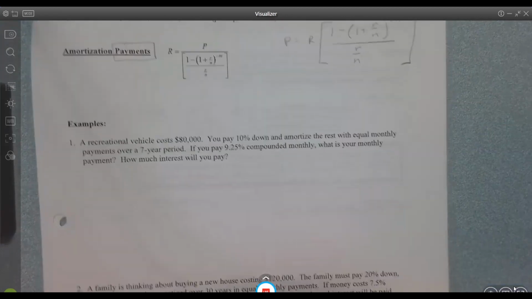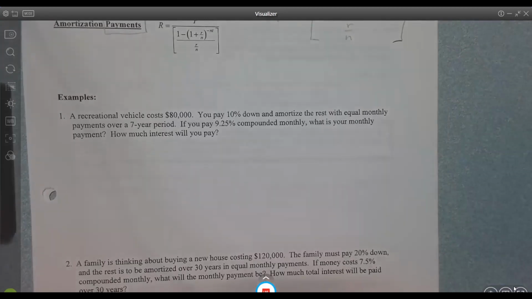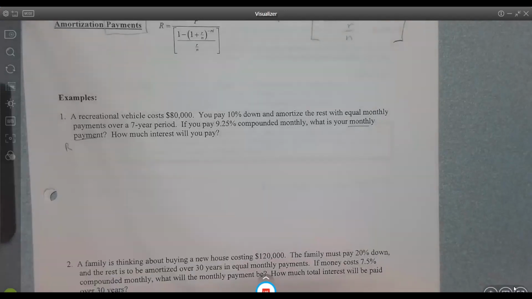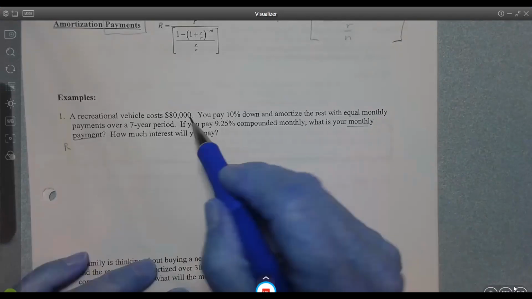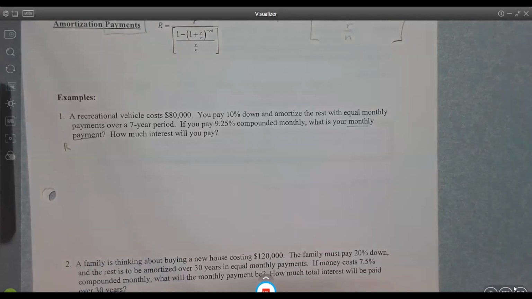A recreational vehicle costs $80,000. You pay 10% down and amortize the rest with equal monthly payments over a 7-year period. If you pay 9.25% compounded monthly, what is your monthly payment? That right there tells me I'm going to be finding R. How much interest will you pay? Well, we have to wait for that. But guys, we're borrowing money today, which is a P. So the only formula I've got that relates P and R is this formula right here. This is why you've got to read very, very carefully.